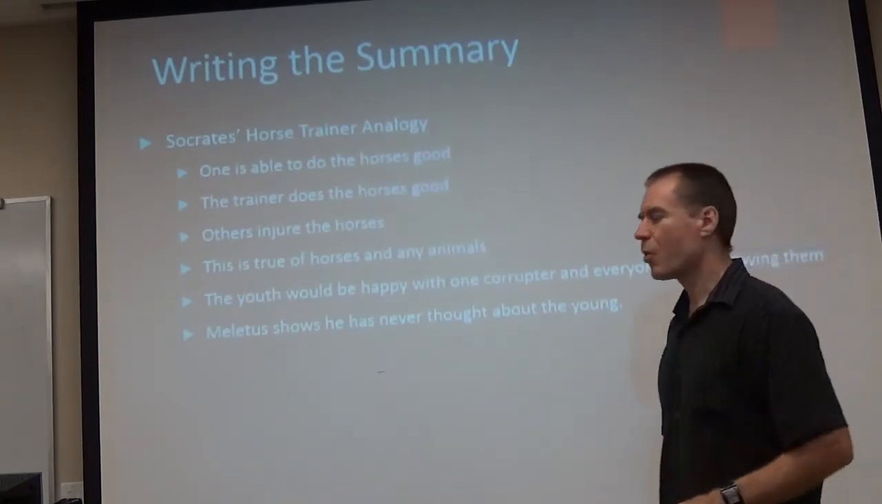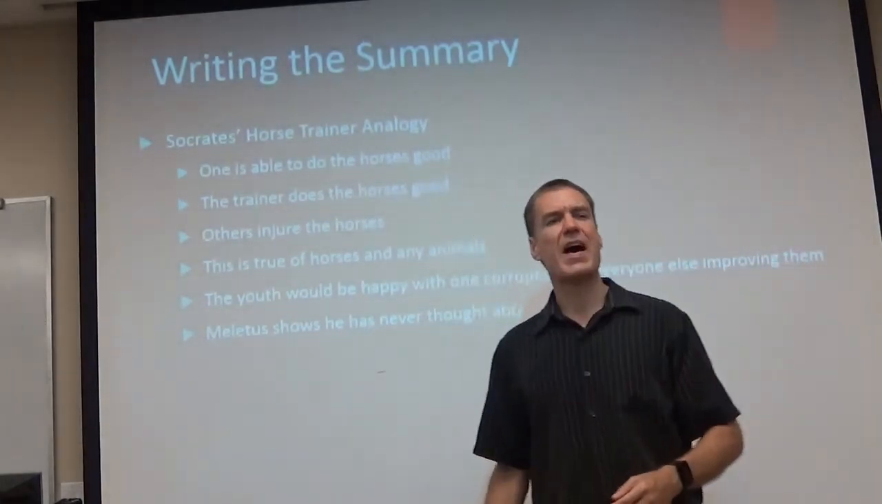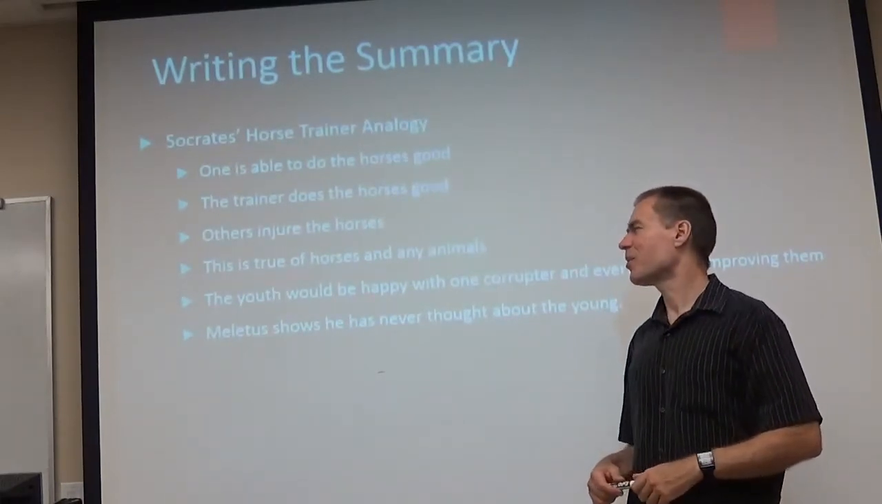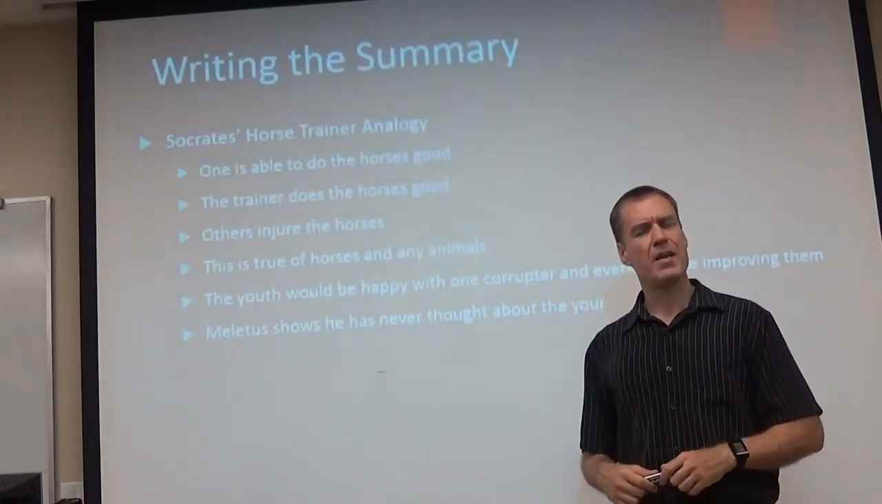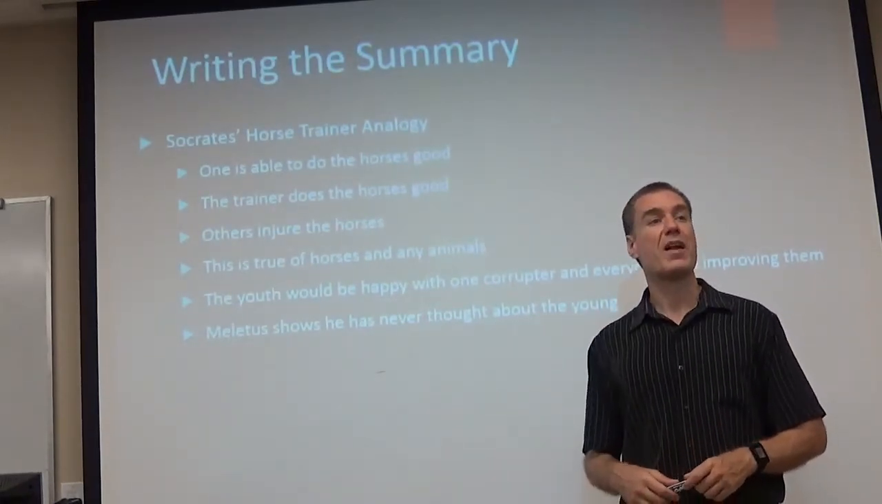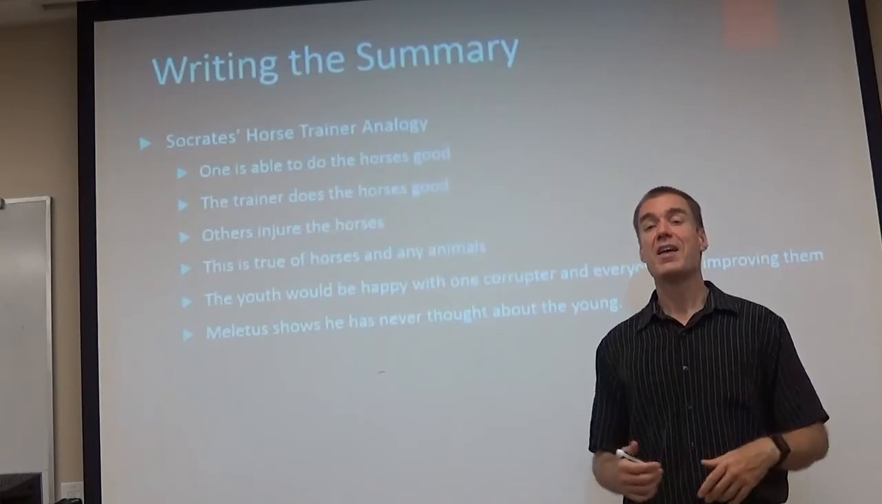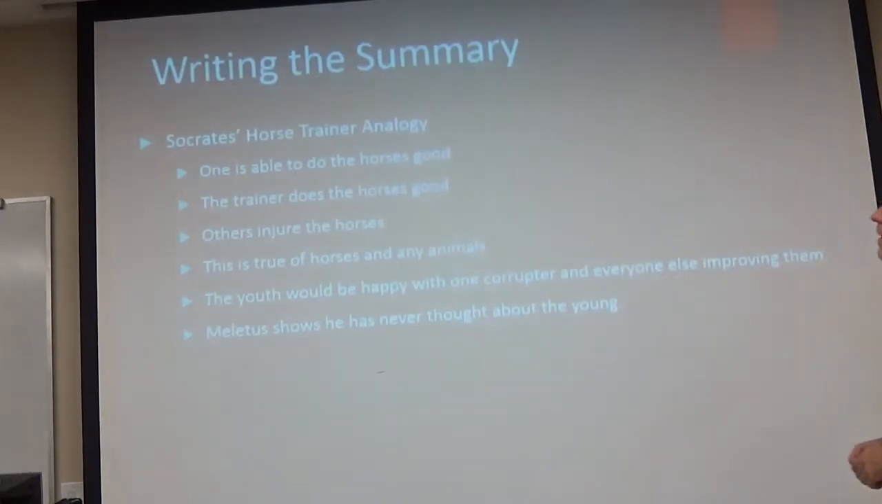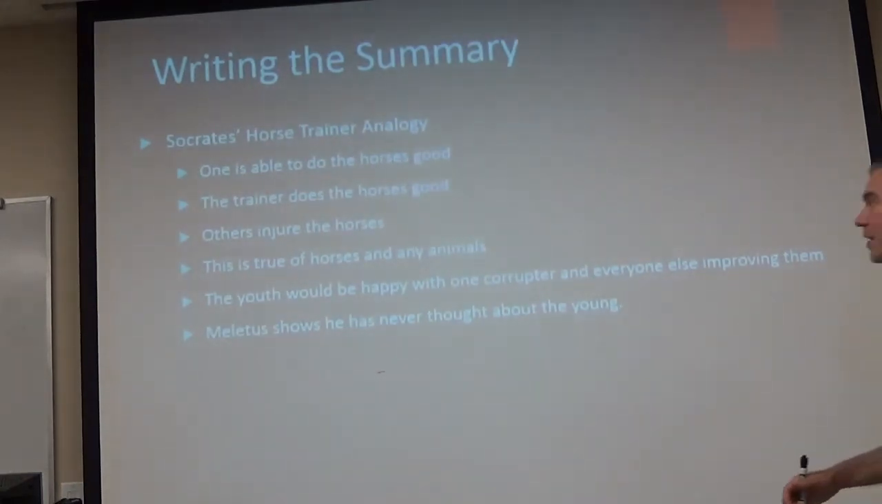Now he picks the horses because the citizens of Athens would be familiar with horses. To use a crappy analogy, I used to say car analogy, but apparently cars are out. I guess today would be a smartphone analogy, because everyone's got a smartphone and everyone knows about their phone and loves their phone. So he uses the horse trainer analogy because the people he's talking to would know horses.